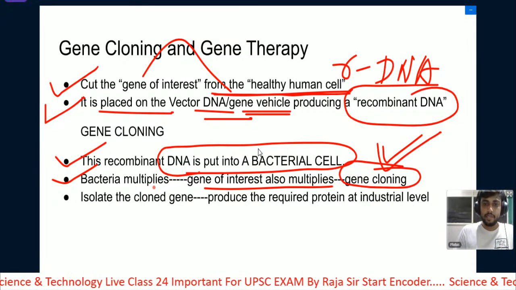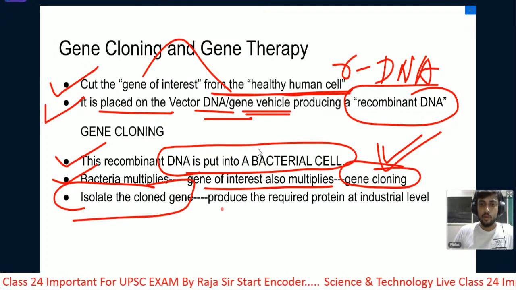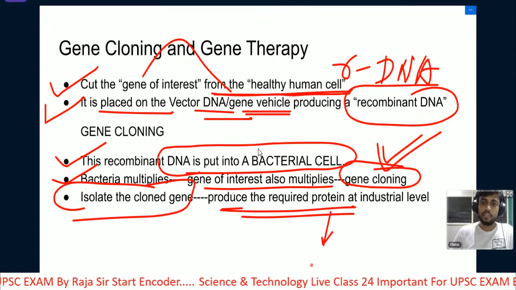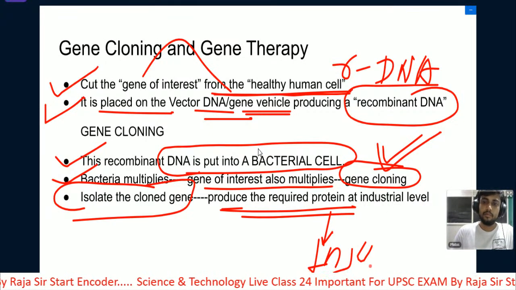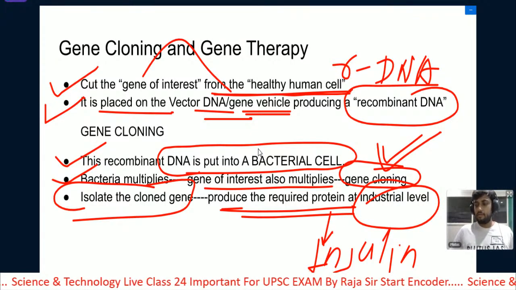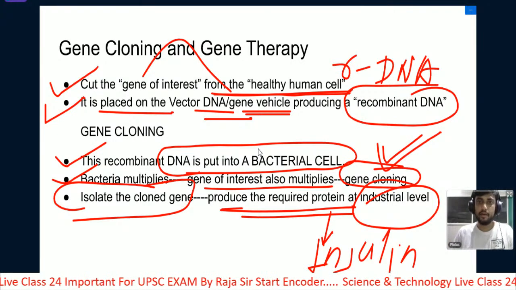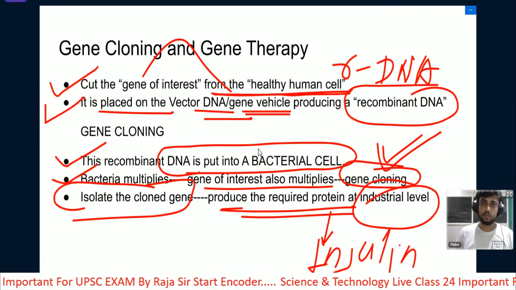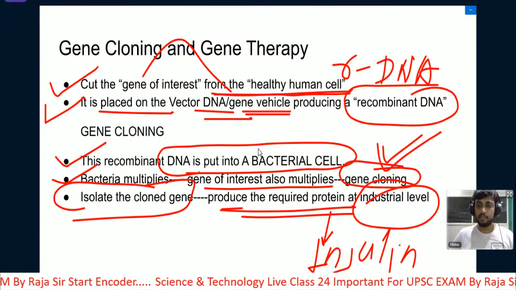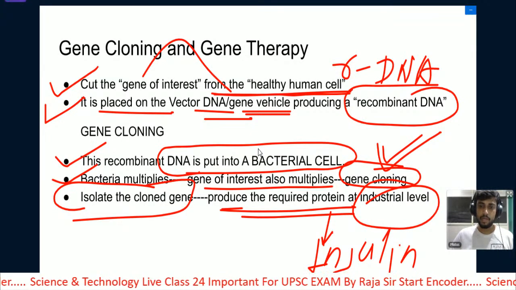Then the cloned gene is isolated, and this isolated gene is used to produce the required protein from which insulin is obtained, and all this is done at the industrial level. We are able to achieve this at the industrial level, and so many people are benefiting from the artificially produced insulin. So we are treating our people by giving them insulin which is produced by the industrial process.